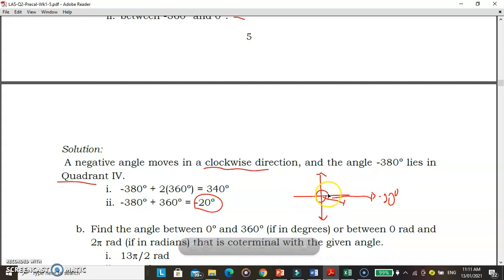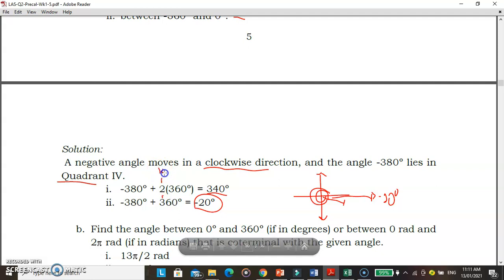Kani siya. Taman lang diri ato na dayong makita nga 360 minus 20, that's 340 degrees kung mag-base na sa figure. Pero kung wala ta nag-base sa figure, we will just add 2 revolutions times 360 to negative 380 degrees, and we have the result positive 340 degrees. So kani siya mao ni ato ang value ni k.